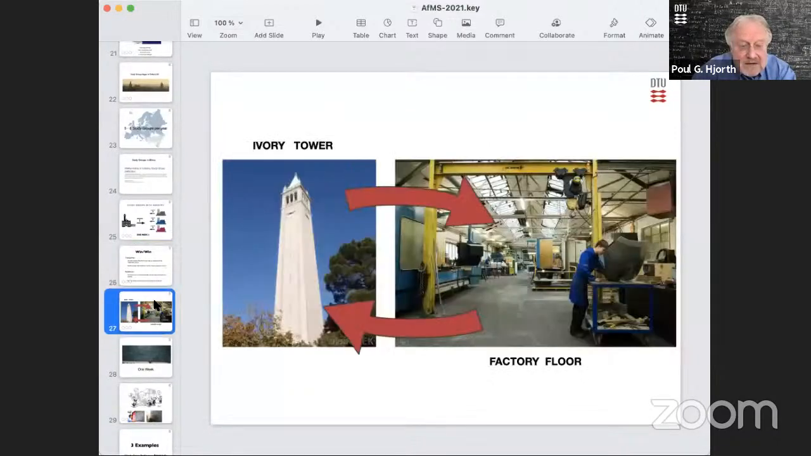So there is this back and forth between what you would call the ivory tower, the isolated, quiet hallways of a mathematics department, and the noisy environment of the factory floor, where I think it's a healthy going back and forth. And this mutual exchange of issues and questions and solutions and answers has been very helpful.